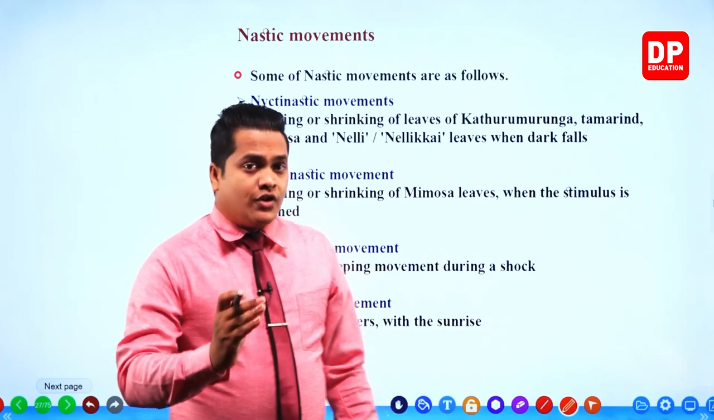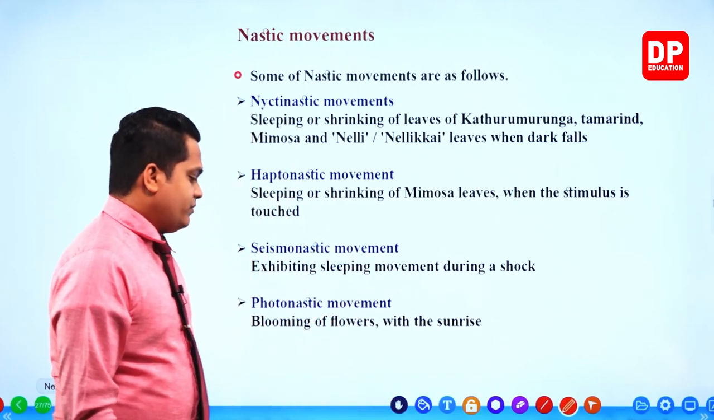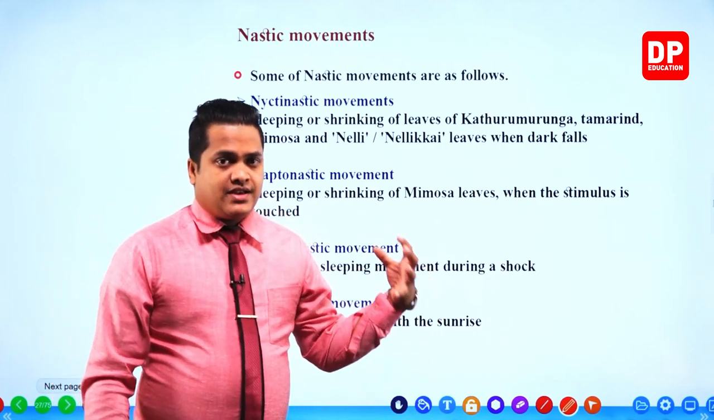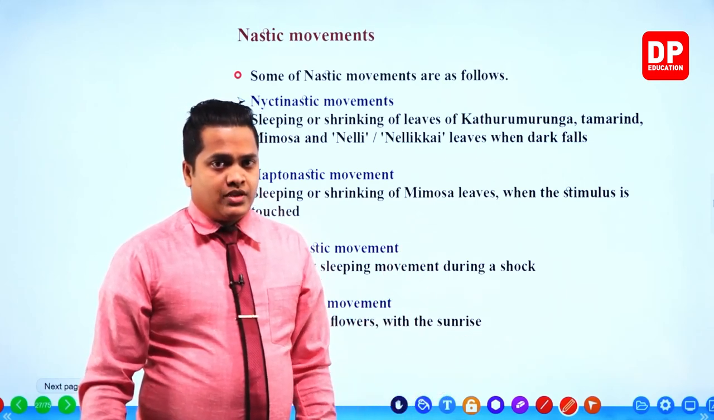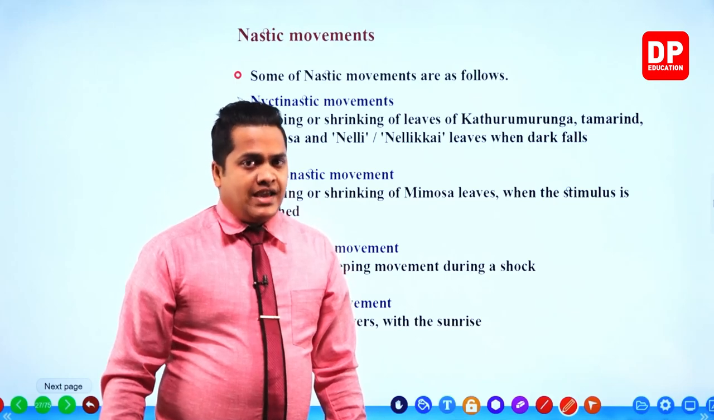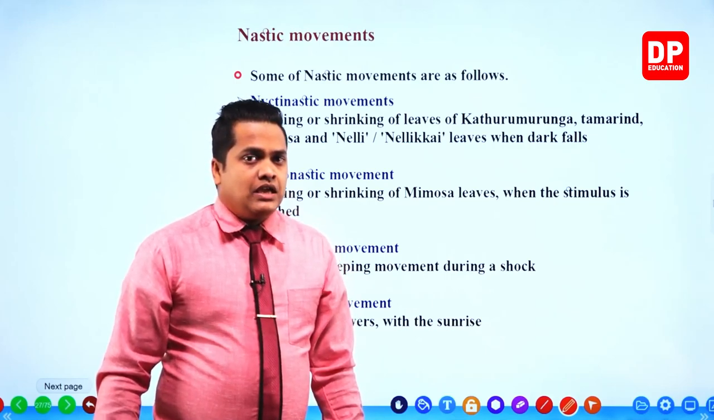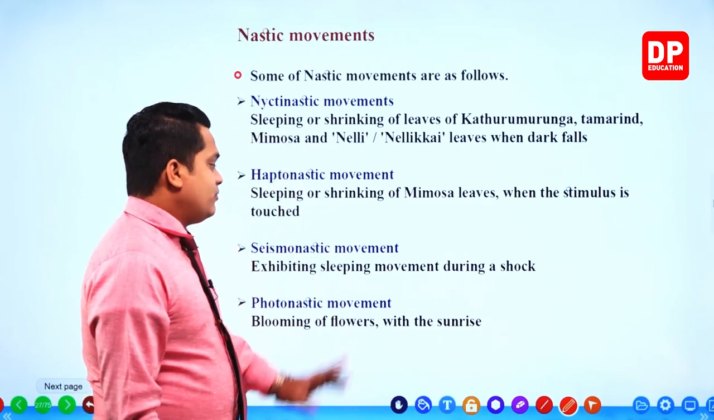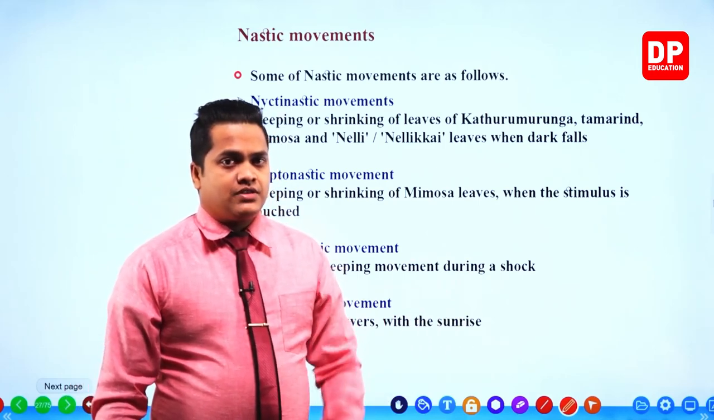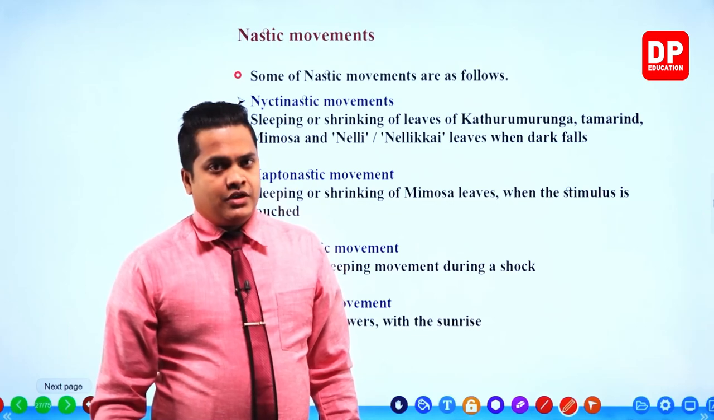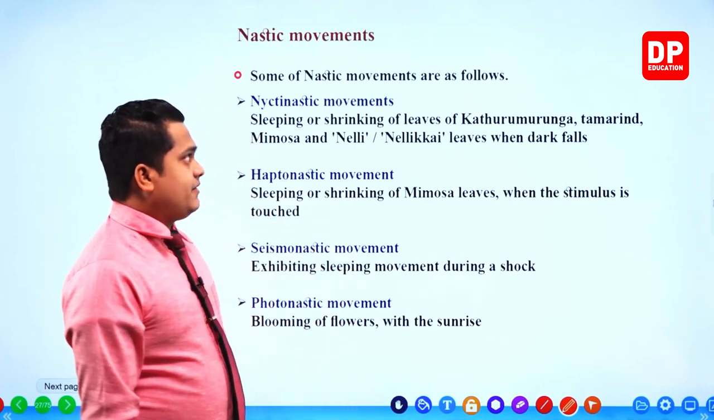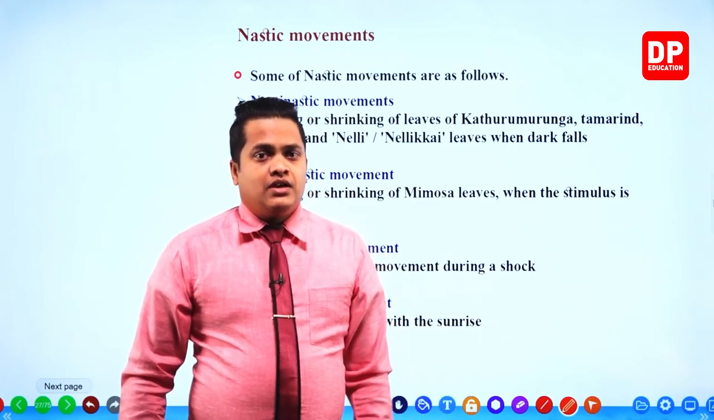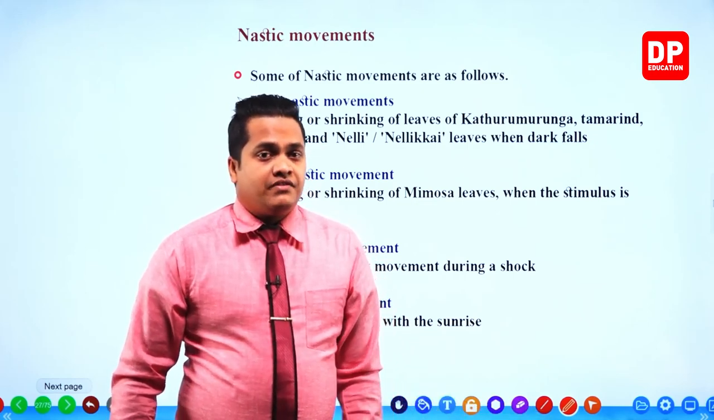Then the final one, photonastic movement. In photonastic movement, my dear children, when the sun is going to rise, the flowers are going to bloom. This occurs mainly because of the light of the sun. Photonastic movement is blooming of flowers upon sunrise or due to sunlight. So these are the several types of nastic movements that we can observe within plants in our environment.